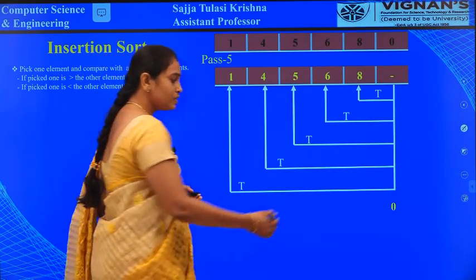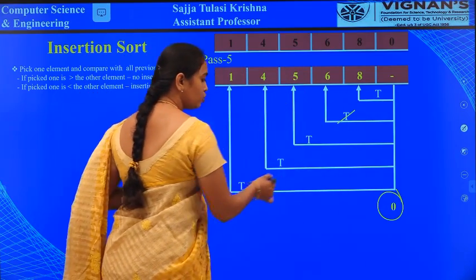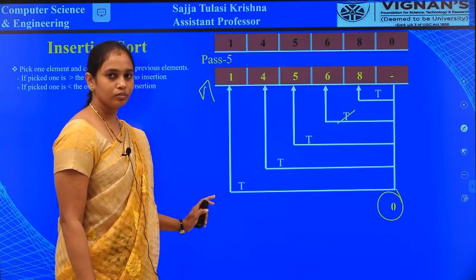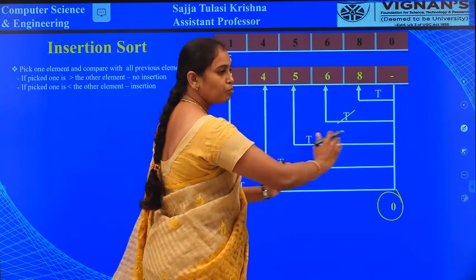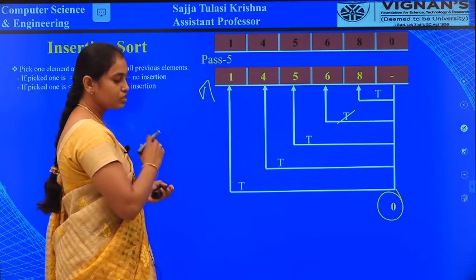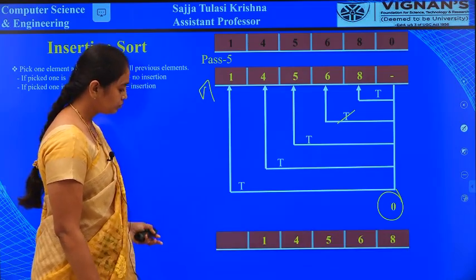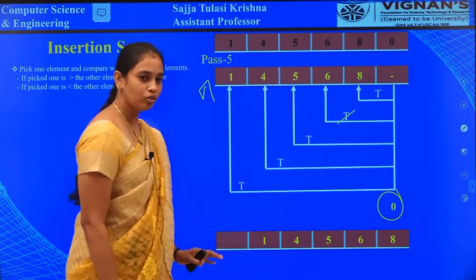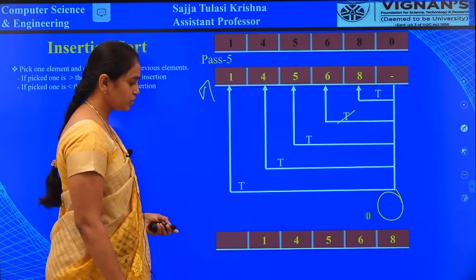So where is the 0 inserted now? So all conditions are true only. So here the 0 is inserted. Okay. So the remaining elements are all moved to the next positions. Next 0 will be placed in the first position. See here. So all the elements in the array are moved one position to the right. So now 0 is placed in the first position.